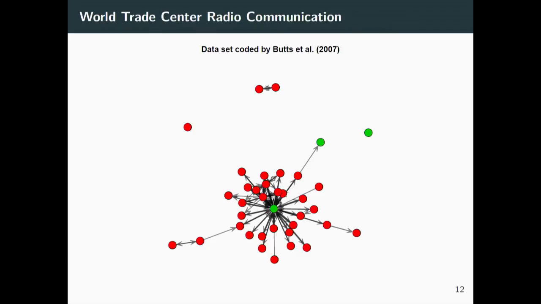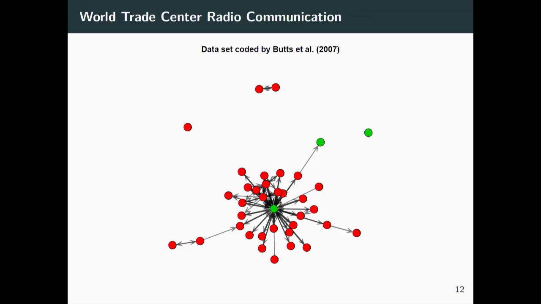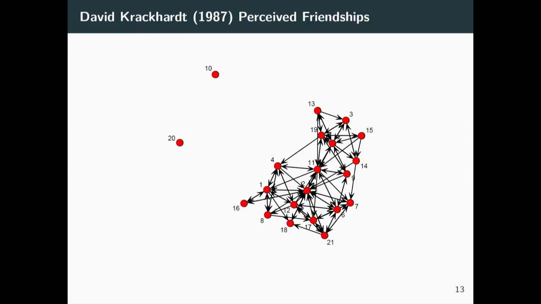World Trade Center communication data. Health communication can be really important. You can think about organizations interacting. I guess I moved it. Next slide. So this is a classic hub-spoke model. This is radio communication. We have classic friendship data.